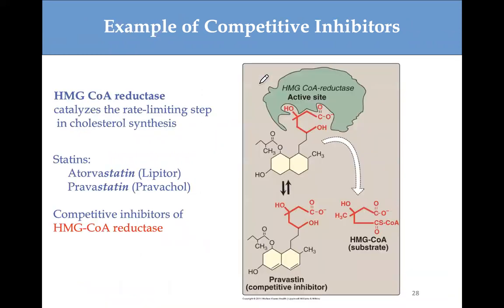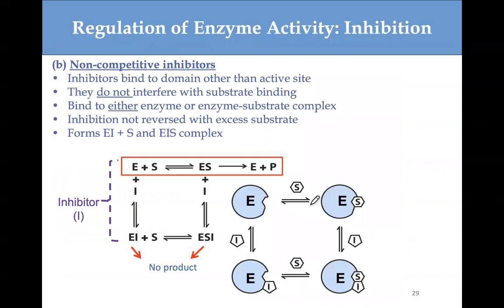So statins are an example of competitive inhibitors. Basically, in patients with hyperlipidemia, dyslipidemia, or hypercholesterolemia, we give them statins. Why? Because statins inhibit the HMG-CoA reductase enzyme, which is the rate-limiting step in cholesterol synthesis. So by inhibiting cholesterol synthesis, we can decrease their high levels of cholesterol and lipid in blood.